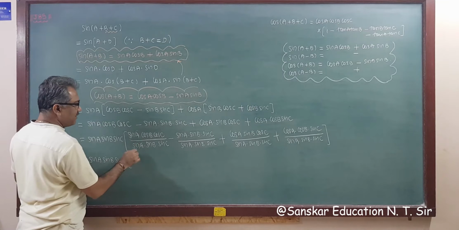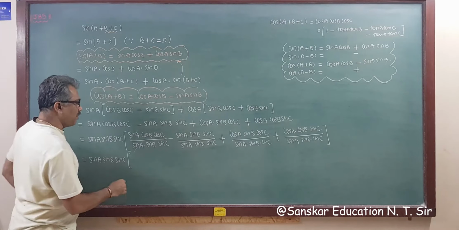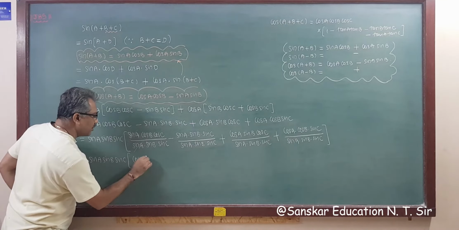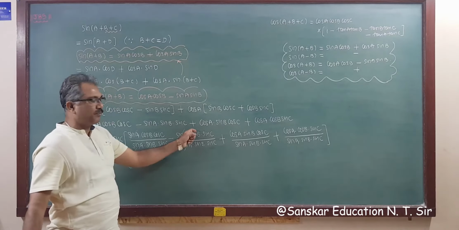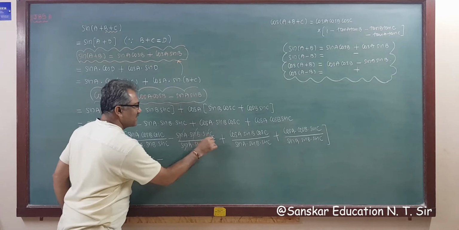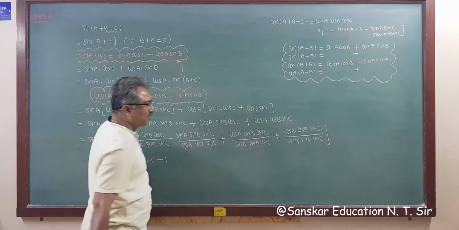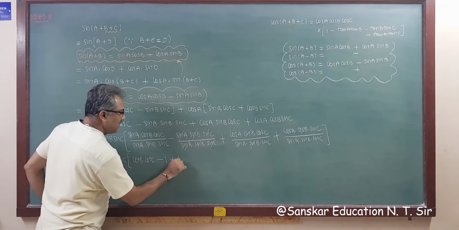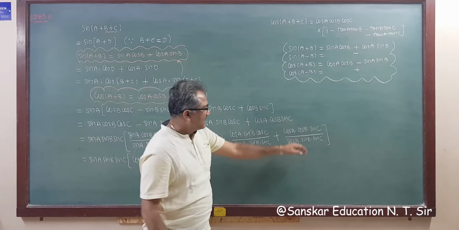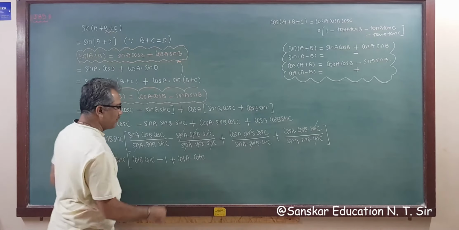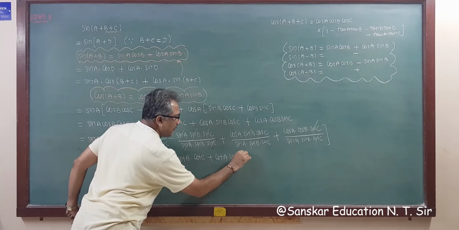This sin will cut, so cos upon sin is cot. So cot B cot C minus, this sin A cancels, so everything is cancelled, so minus 1. Here sin B cancels, so plus cot A cot C, and sin C will be cut, so plus cot A cot B, right?